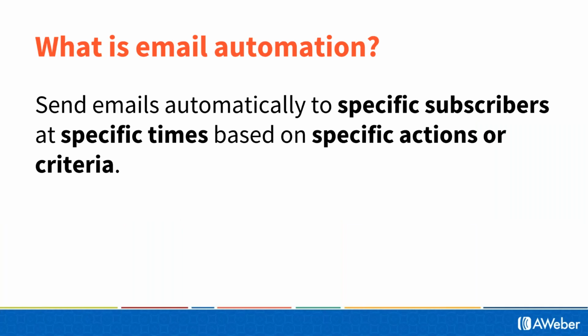So let me first start off by describing or defining what email automation is. Email automation is the ability to send emails automatically to specific subscribers at specific times based on specific actions or criteria about them. Okay.